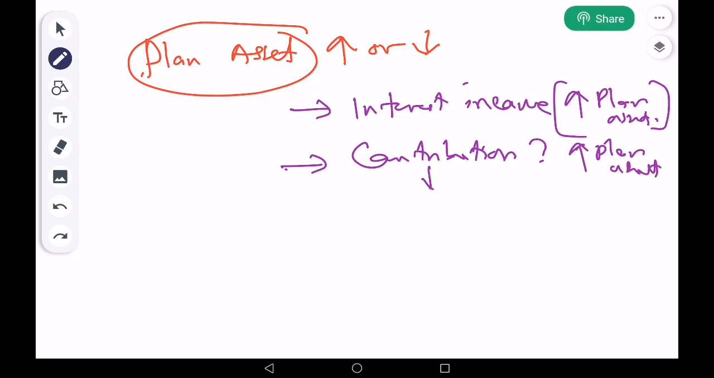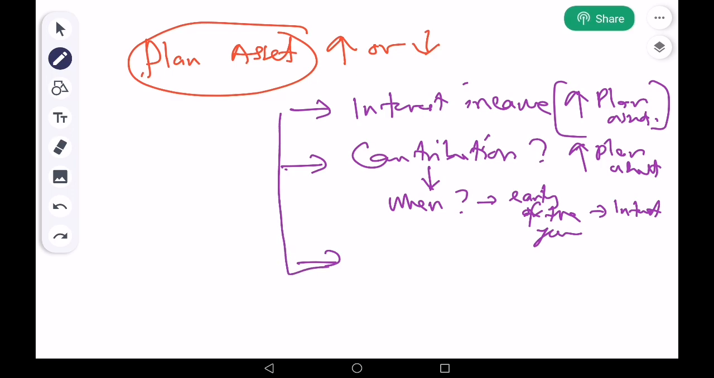Class, remember, the main factor here is you must know when the contribution is made. If the contribution is made at the early part of the year, it will affect the interest income as well. If the contribution is made at the end of the year, no issue there. So if early in the year, it can also impact the interest. Next, what other changes can affect your plan asset, class? First, interest income can increase your plan asset. Contribution also can increase your asset because you contribute more to the plan.